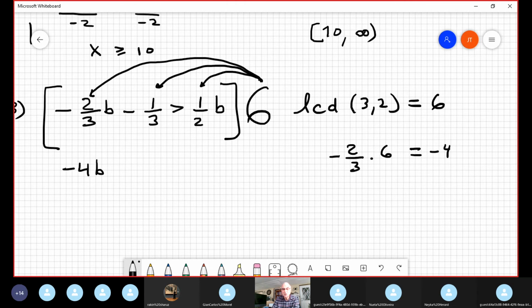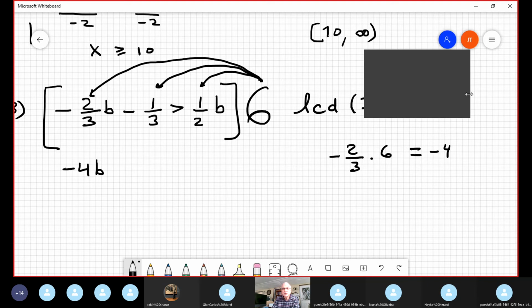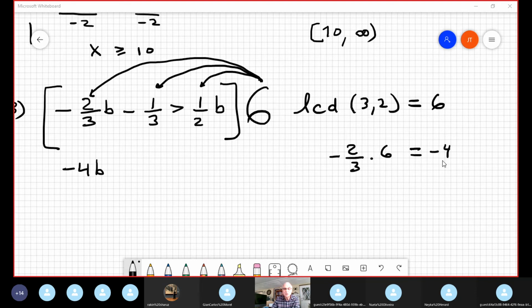Okay. Now we continue the multiplication. Negative 1/3, which is the second multiplication, times 6, no? Es obvio que es negative 2, because 6 divided by 3 is 2. It's negative. Entonces, negative 2 only, no b. Greater than 1/2, positive half, times 6 is 3b.